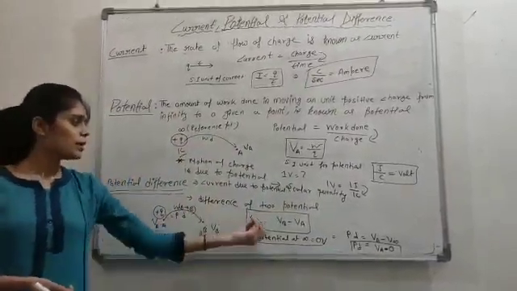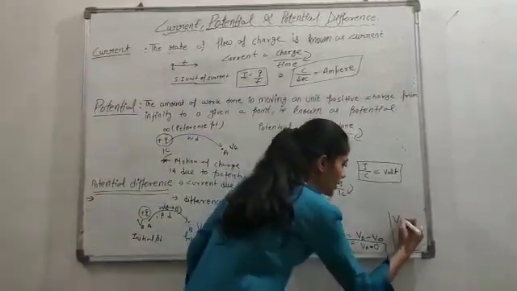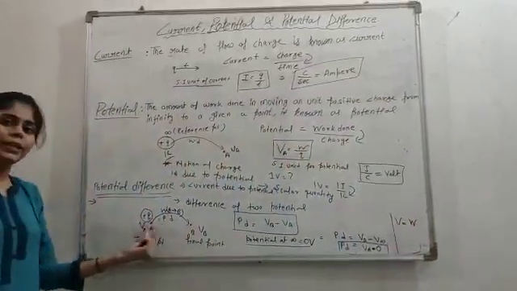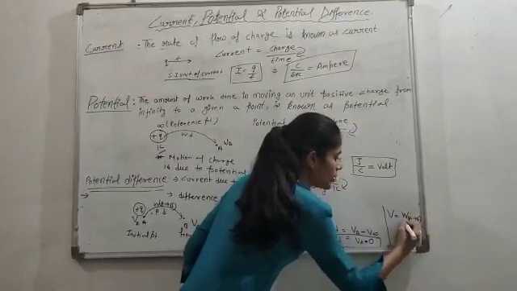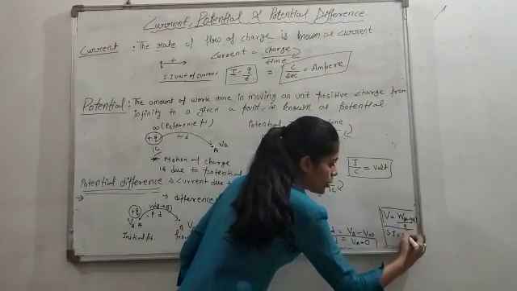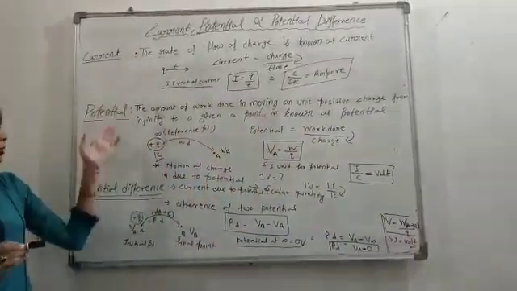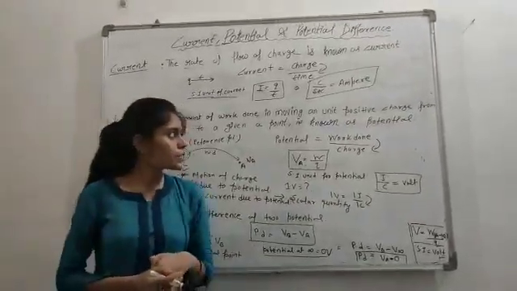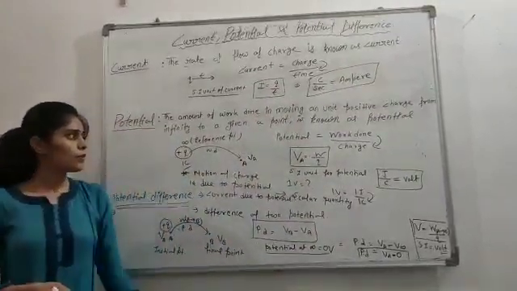So simply we need to calculate the difference, and in terms of formula, W means work done in moving from A to B, so I can write work done A to B, divided by charge. The SI unit will be the same, volt. So this is all about current, potential and potential difference. I hope, guys, this is more clear to you now.